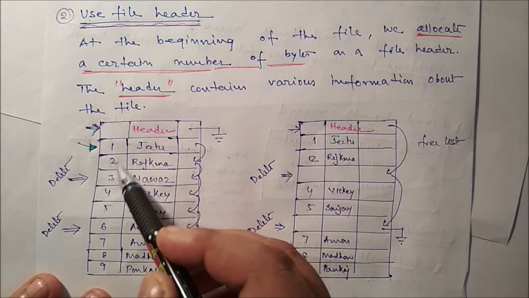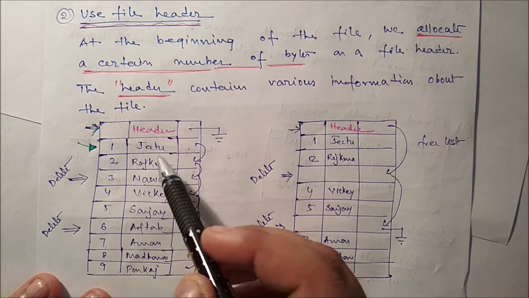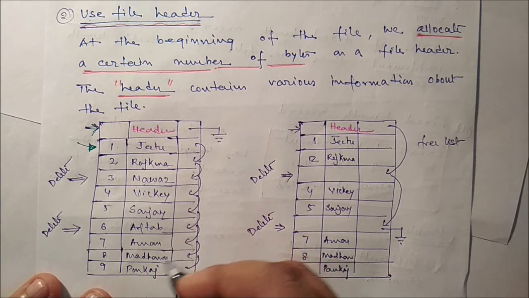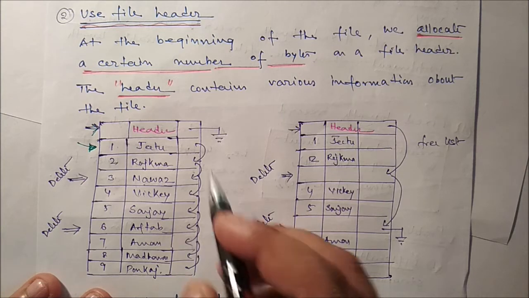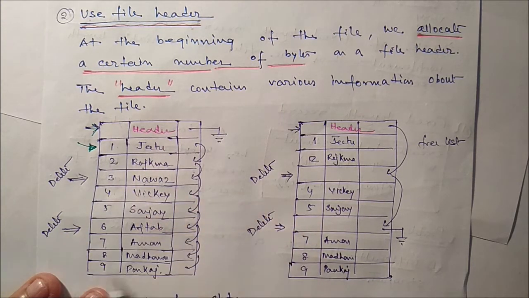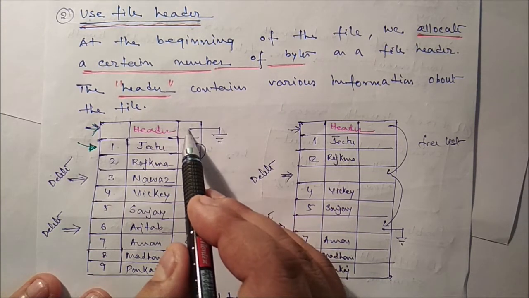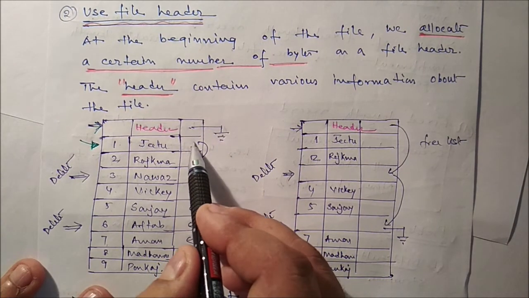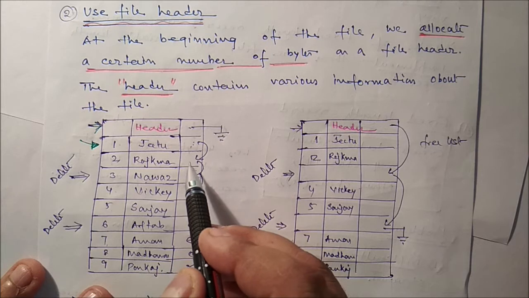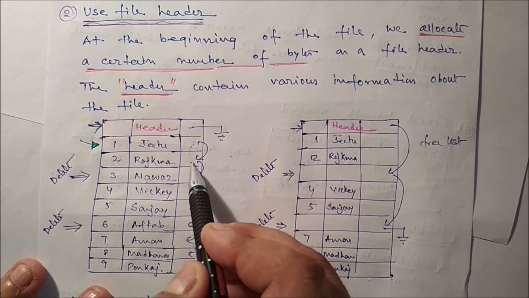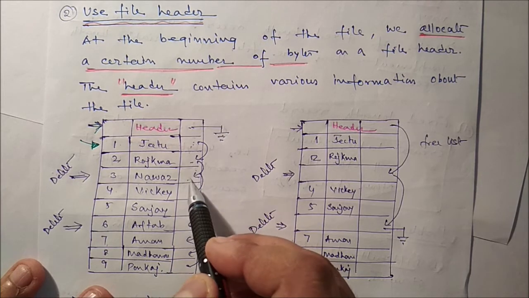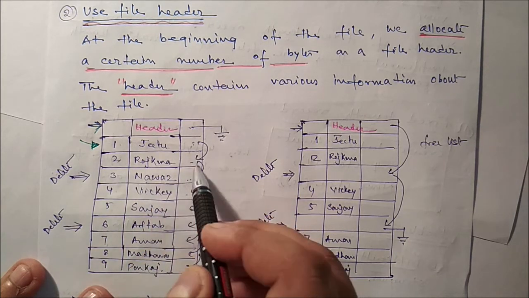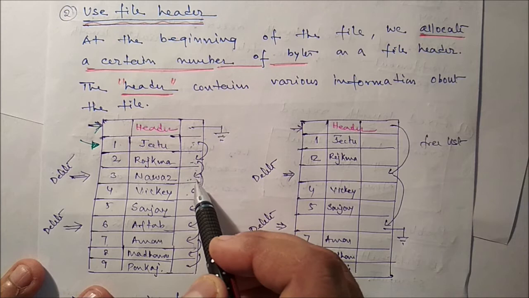So roll number 1, 2, 3, 4, 5, 6, 7, 8, 9. Jitu, Rajkumar, Nawaz, Vicky, Sanjay, Aftab, Aman, Madhavan and Pankaj. Here in the file, now there is no vacant space. So that means what, end of this particular file. But here this particular portion stores the address of this record, this particular portion stores the address of this record. So if you are here, directly you can jump to the next address. If you are here, you can jump to the next address.